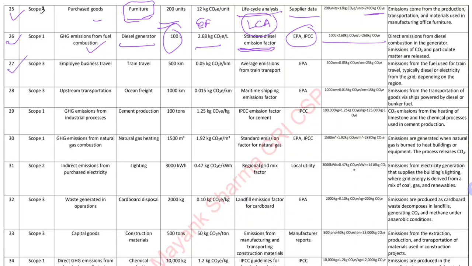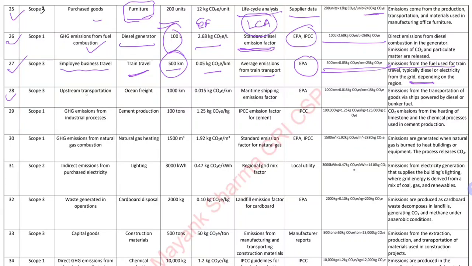Okay, next example is scope 3, employees traveling for business. So let's say train travel, 500 kilometers, this is the emission factor, average emission from train transport, emission factor source EPA. This is the calculation, total kilometers multiplied with the emission factor. So emissions from the fuel used for train travel, typically diesel or electricity from the grid depending upon the region. So this is also a great example for scope 3.